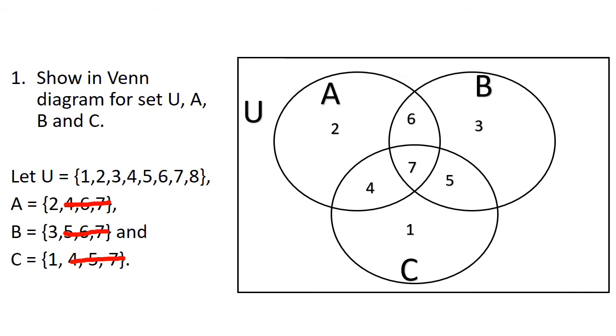Now, let us investigate our universal set if all elements are already placed in the Venn diagram. Now, I can see 1, 2, 3, 4, 5, 6, 7 in the Venn diagram except 8. So, this 8 will be placed outside the 3 overlapping circles. And that is the process on how to show Venn diagram with these givens for set U, A, B, and C.